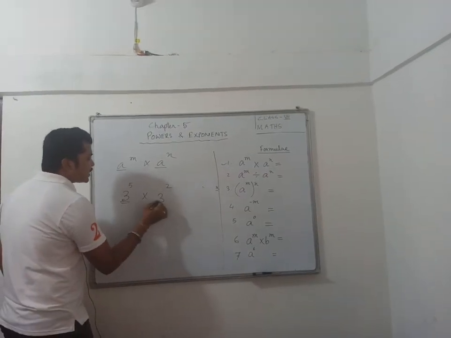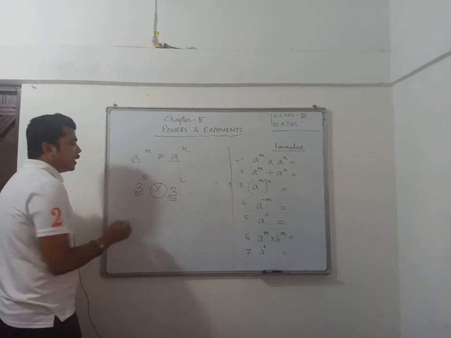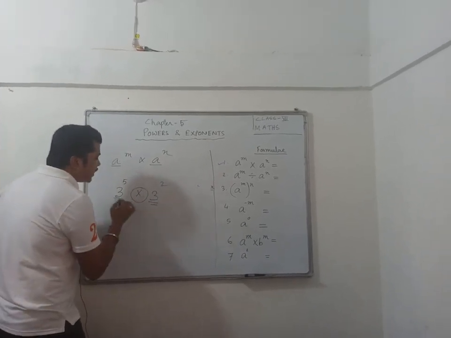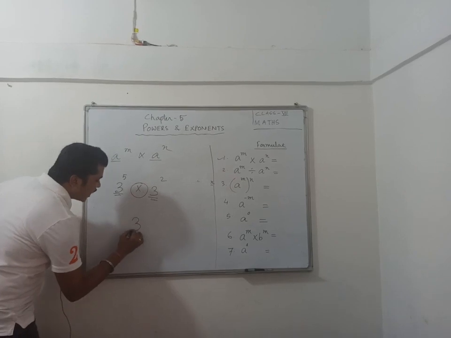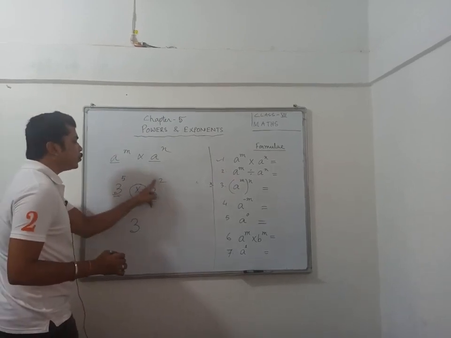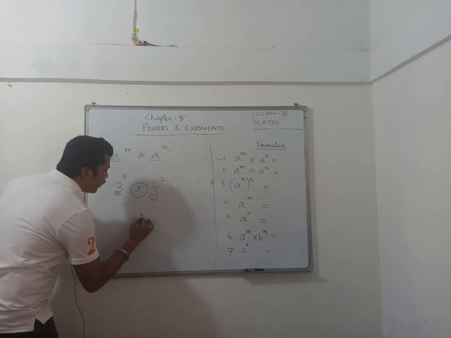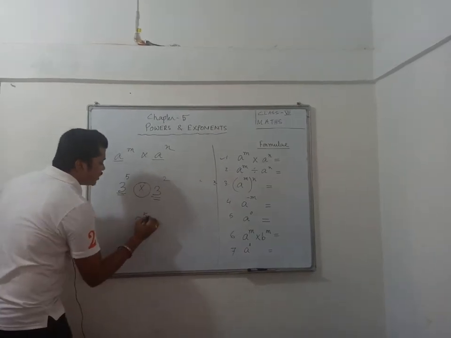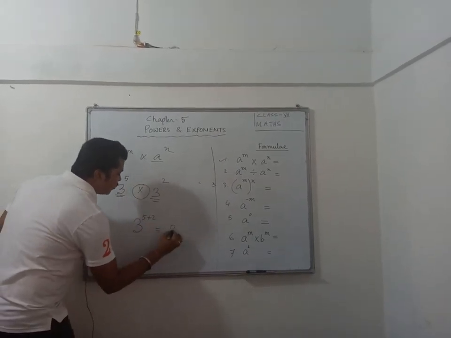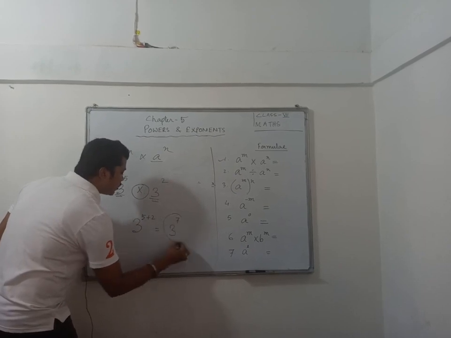If both the bases are same and it is multiplication, you will write base only one time, and the powers you are going to add, 5 and 2. So it will be 3 to the power 5 plus 2, 7. Your answer will be this.